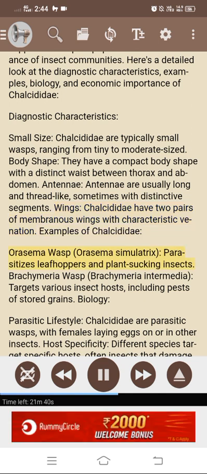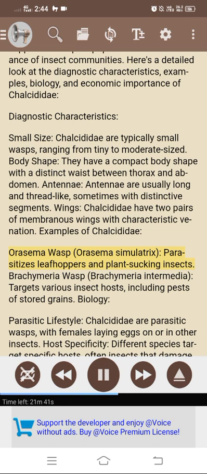Examples of Chalcididae. Brachymeria wasp. Brachymeria simulatrix parasitizes leafhoppers and plant-sucking insects. Brachymeria intermedia targets various insect hosts, including pests of stored grains. Biology. Parasitic lifestyle.